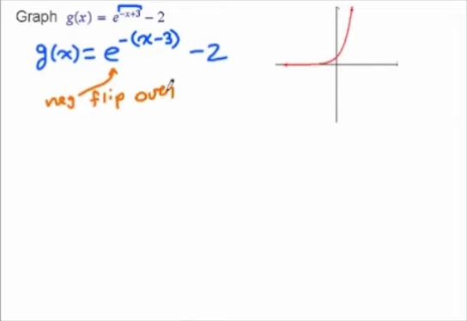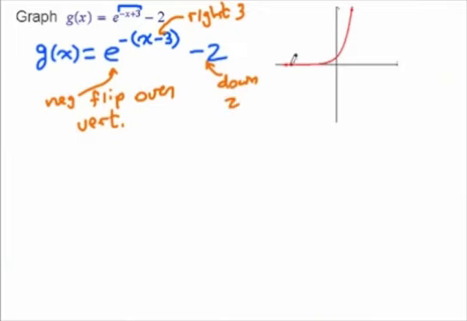over a vertical line, because we're going to translate the y-axis. This negative 3 here is going to move us to the right 3, and this negative 2 is going to move us down 2.